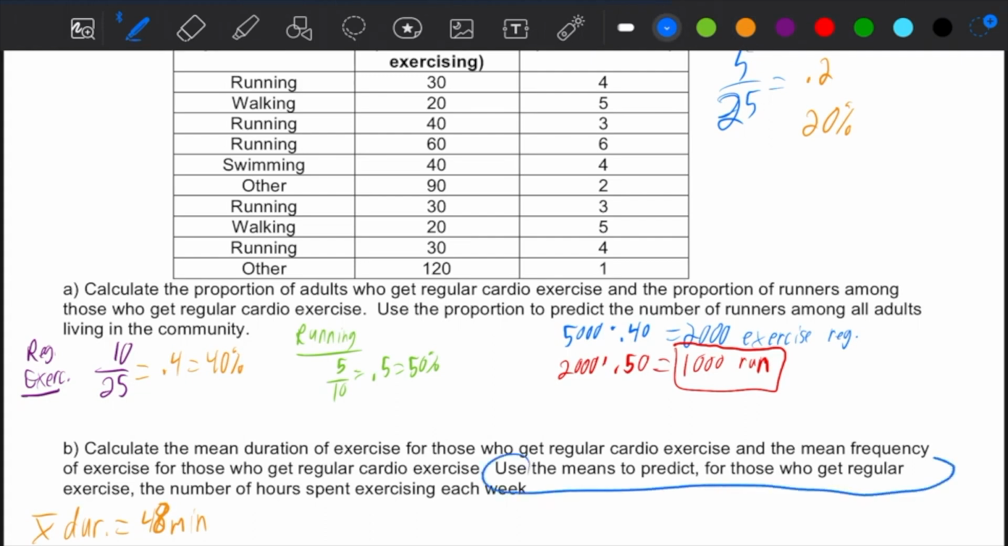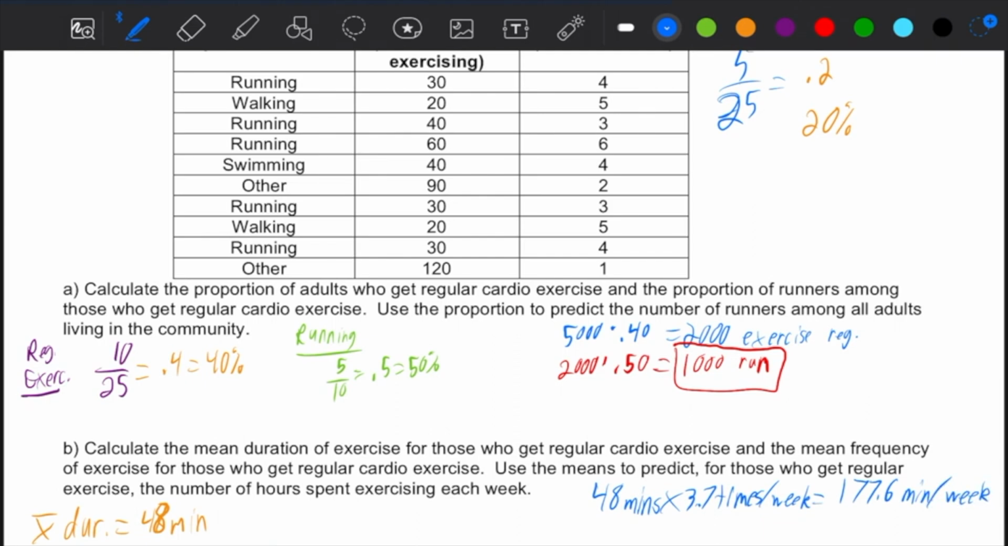Now we're supposed to use these means to predict those who get regular exercise, how many hours they spend doing that a week. So we're saying, okay, of the 10 out of 25, of the 40% that exercise regularly, how many hours are they doing that a week now? So we say, we'll take 48 minutes times 3.7 times per week. So each time would be about, on average, 48 minutes, and if they're doing on average 3.7 times a week, that gives us 177.6 minutes per week.